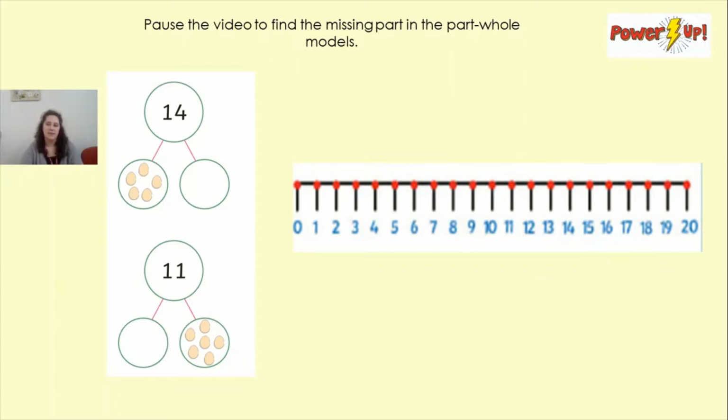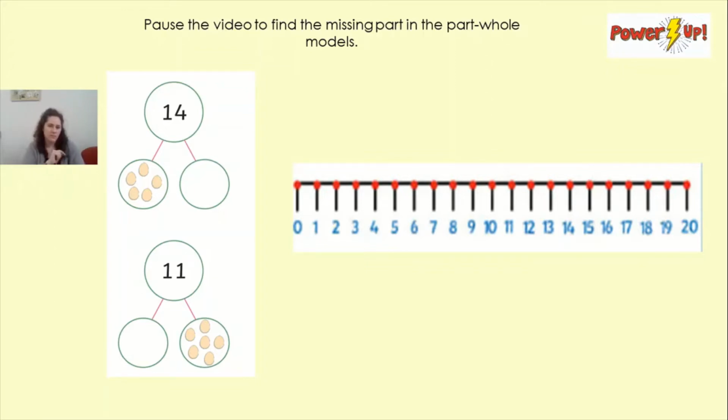Right, let's start by warming up those brains with a power up. Today's power up, you have two part-whole models, and both of these part-whole models are missing one of their parts. What you need to do is see if you can find that missing part. Now you can either pause the video and use some objects that you have at home or draw a picture, or you could use the number line on screen to help you.